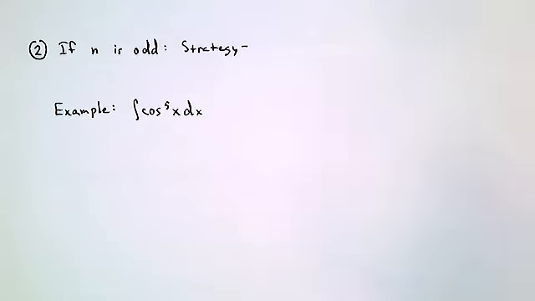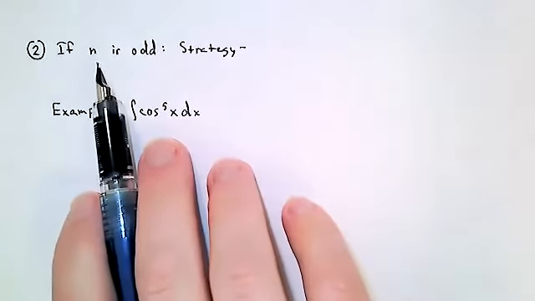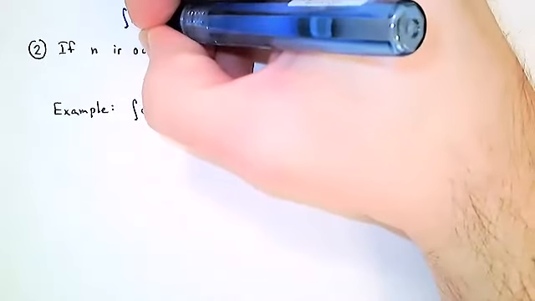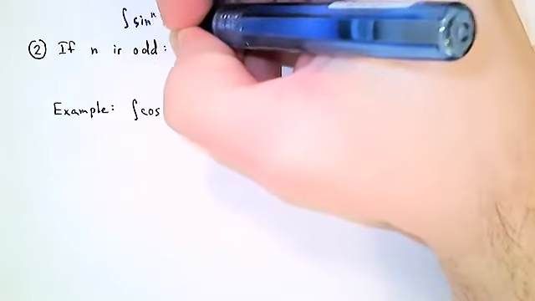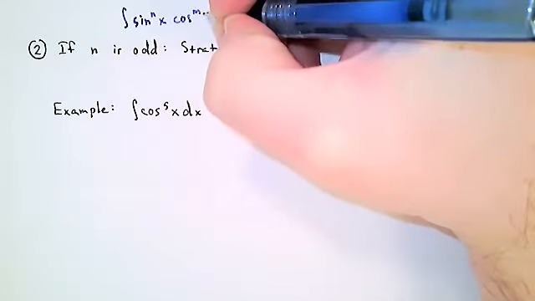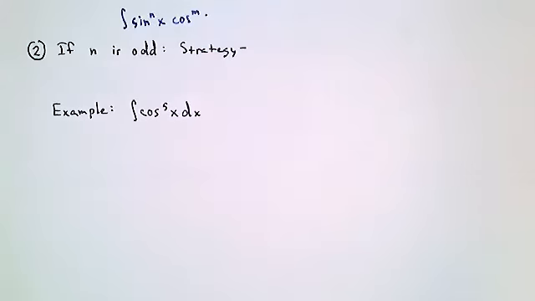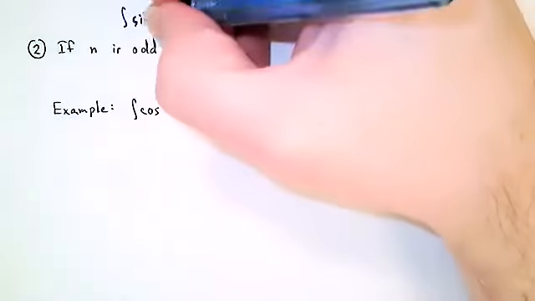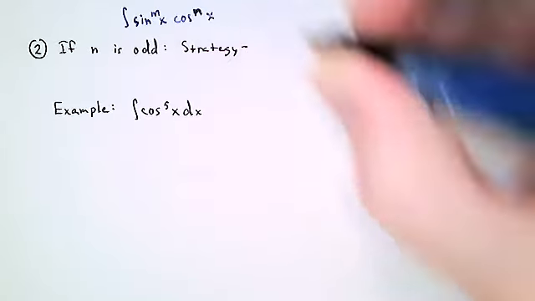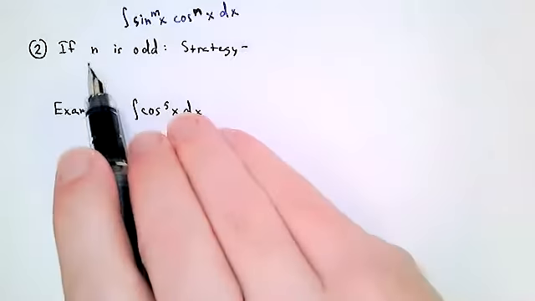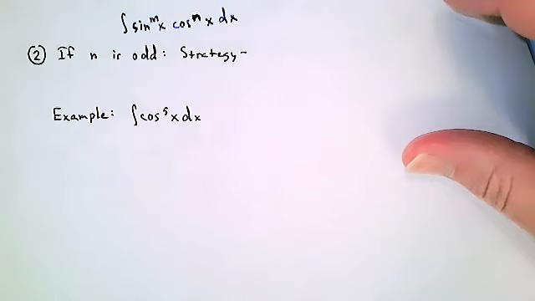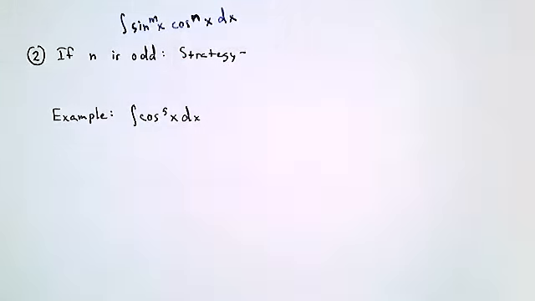So the next problem we're going to work on is a problem where n is odd. So remember, n is the power of cosine. We're looking at sine to the m x times cosine to the n x. I got this backwards, of course. Sine should have m to match it up with what I said earlier. There we go. So the power of cosine is now going to be odd.